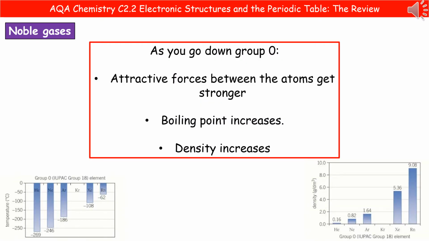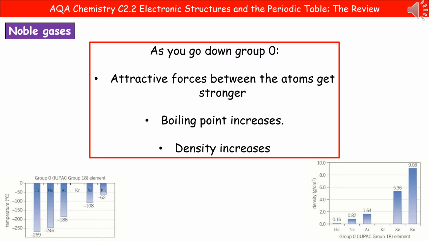There are some trends or patterns that you need to know about the noble gases. So as we go down group 0, what we find is that the attractive forces between the atoms get stronger. And as a result of that, their boiling point will increase, because if they've got stronger forces between the atoms, it's going to take more energy to break them apart. We also find that their density will increase as well. And there are little graphs at the bottom to show you this. And it also gives you the idea of a kind of question they could ask you on the exam.